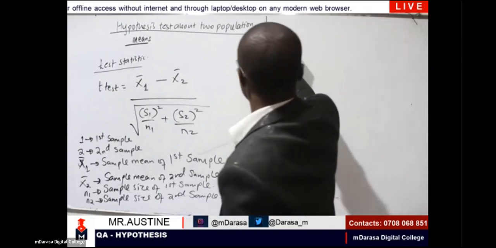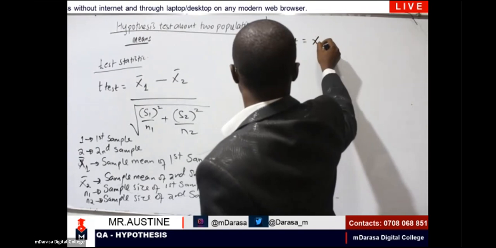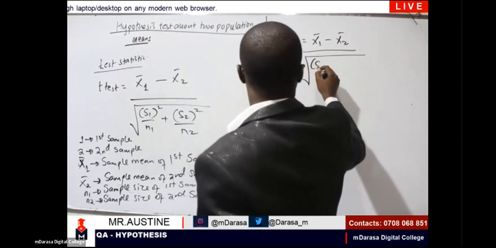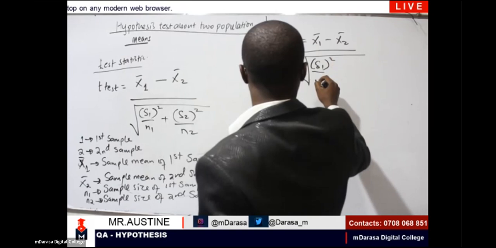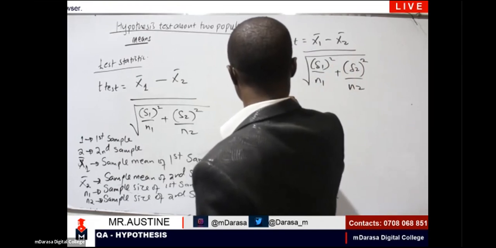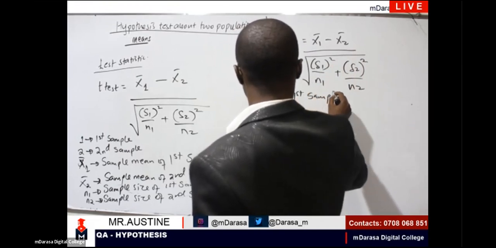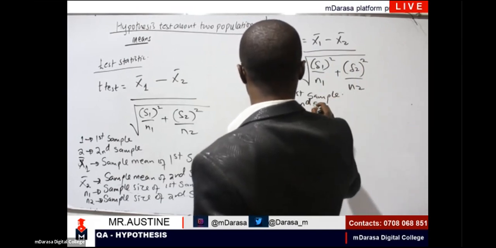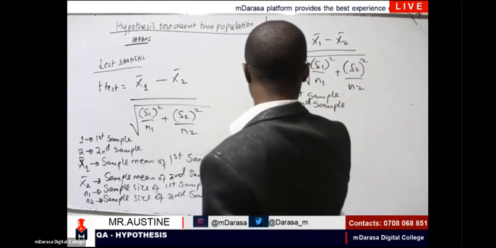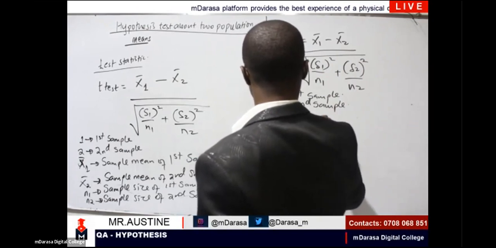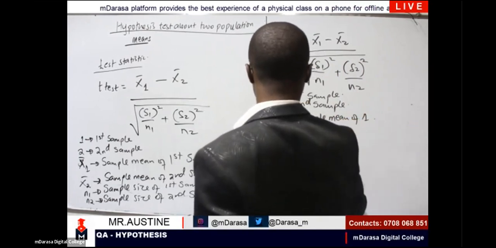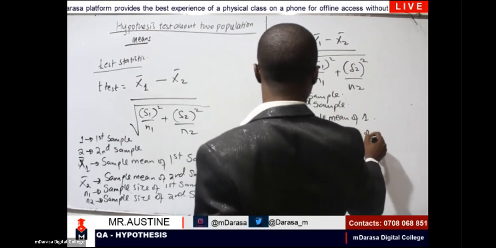Then, if it is a z-test, now it becomes easier. Still x bar 1 minus x bar 2 over the square root of the standard deviation of 1 squared over n1 plus the standard deviation of 2 squared over n2. So 1 still remains the first sample, 2 still remains the second sample. x bar 1 is the sample mean of sample 1, x bar 2 is the sample mean of sample 2.